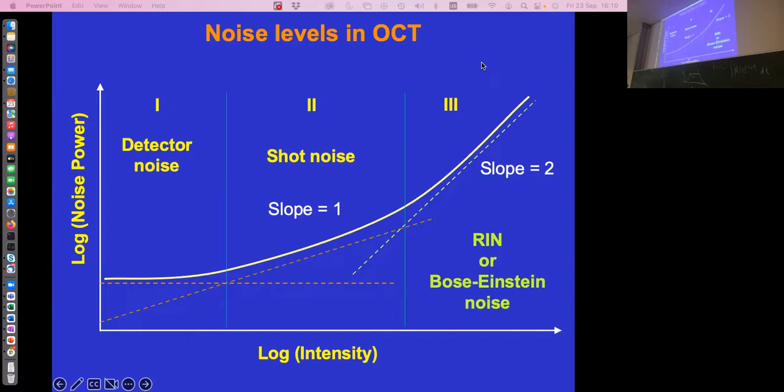Now I'm in this regime, right? What happens if I double the intensity of my reference arm here? What happens to the signal? Okay, it doubles. What happens to the noise?